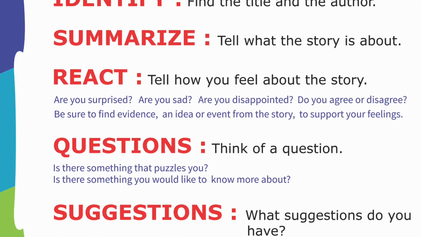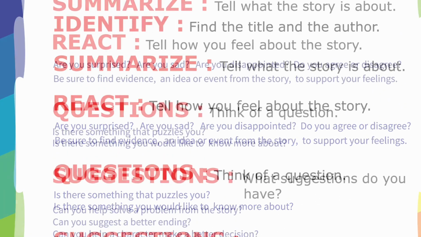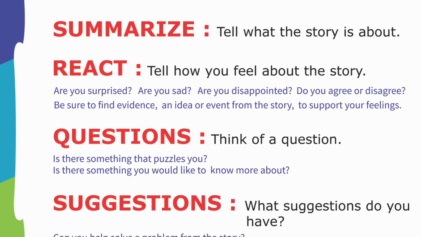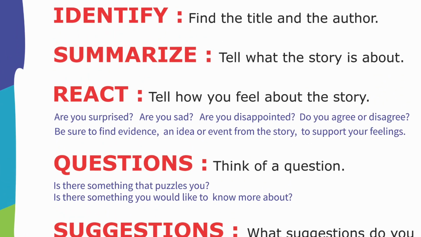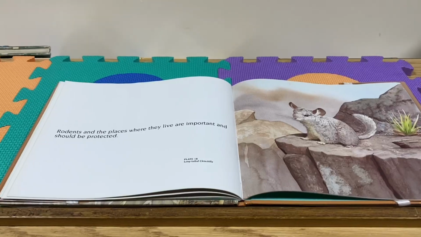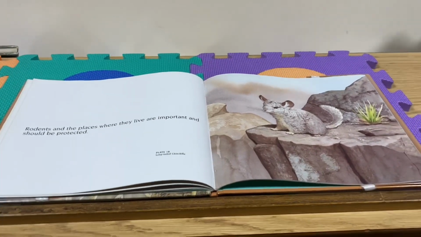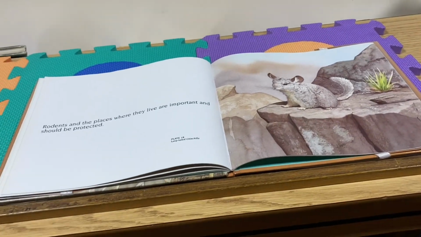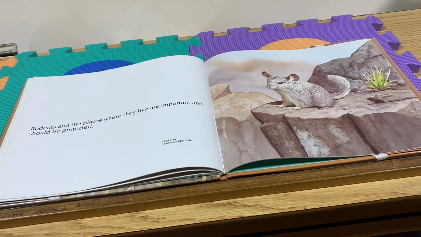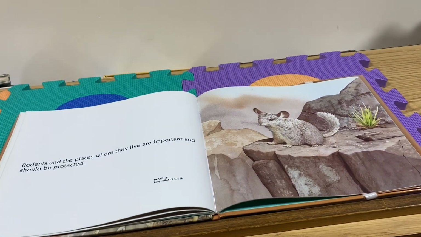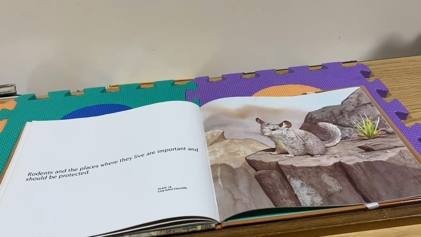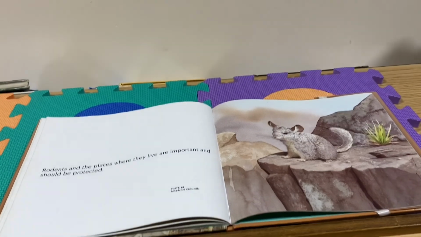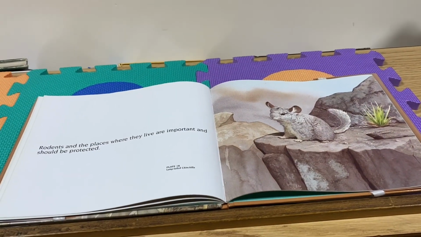And then we went through summarize. Summarize means tell the short version. It is also the time when you're going to pay attention to the right there questions, like who is the main character? What happens first? What happens next? What happens after? What happens in the beginning? What happens in the middle? What happens in the end?